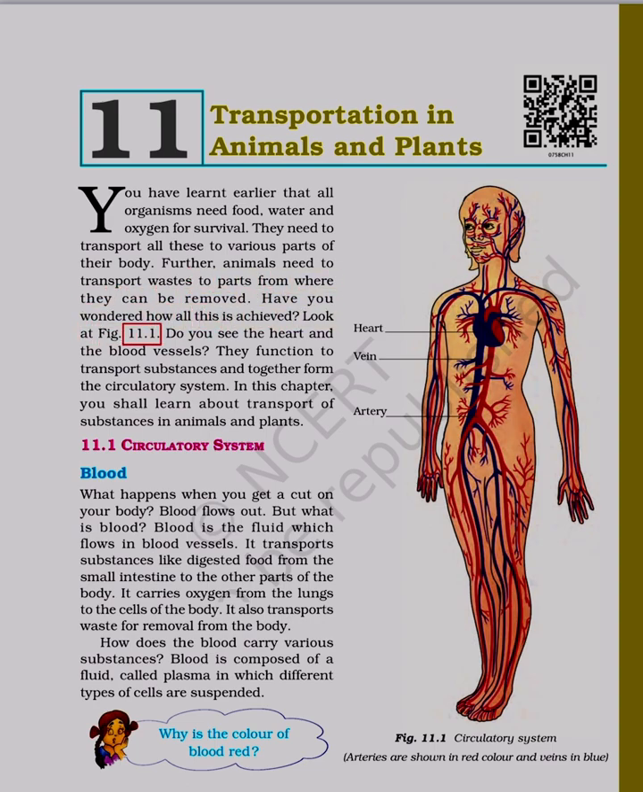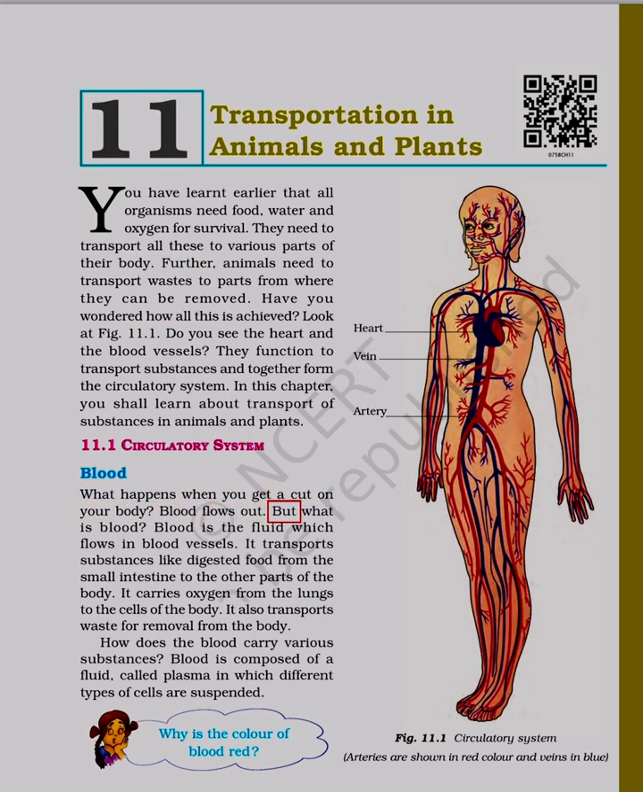Look at figure 11.1. Do you see the heart and the blood vessels? They function to transport substances and together form the circulatory system. In this chapter, you shall learn about transport of substances in animals and plants. 11.1 Circulatory system. Blood. What happens when you get a cut on your body?